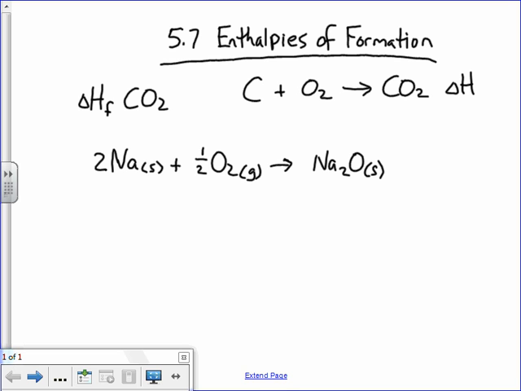All right, looking at letter B, 2 potassiums, liquid, plus Cl2, gas, yields 2 KCl solid. Is that a heat of formation reaction? Why not?